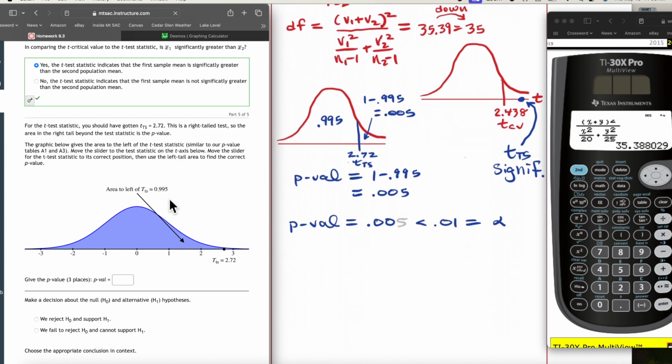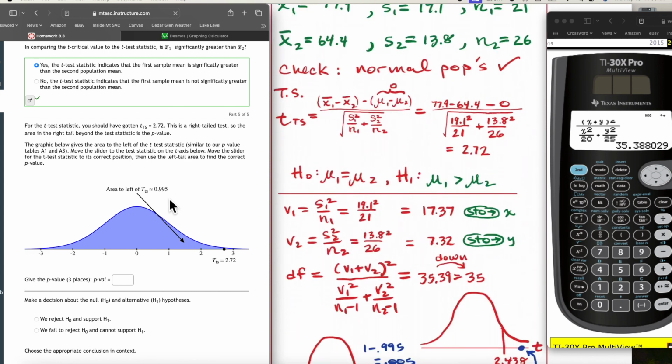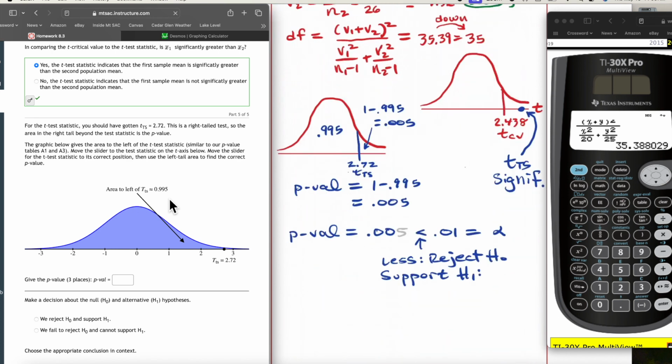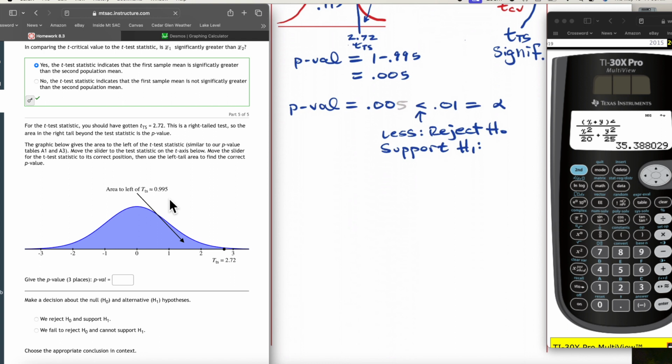And so whenever it is less, we remember to reject the null hypothesis and support the alternative. H1, I think it said that mu1 is bigger than mu2 up here. Okay, so I'll note that down below. And the mu1 was the average from the group work class. And they did better than the traditional lecture class.